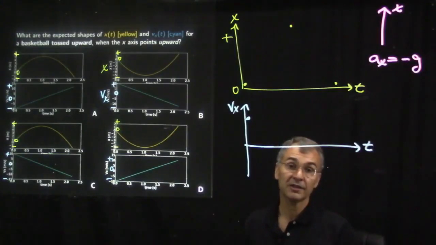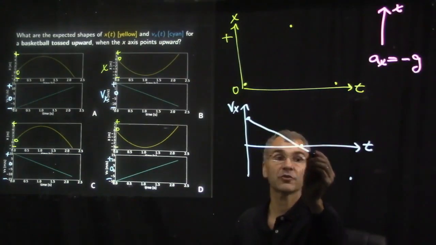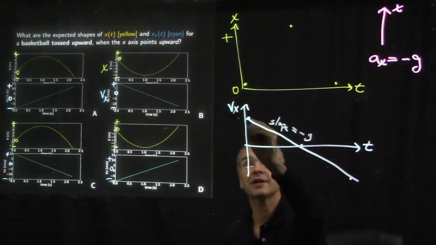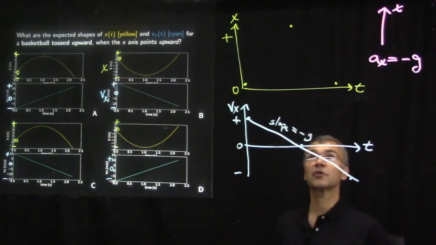So at that brief instant, its velocity is 0. Then it's going downward at a bigger and bigger speed. So I think v sub x versus t looks like this, and this slope is minus g. So here's a positive value, here's 0, here's the negative value. And now we can be a little informed by this blue curve in drawing the yellow curve.